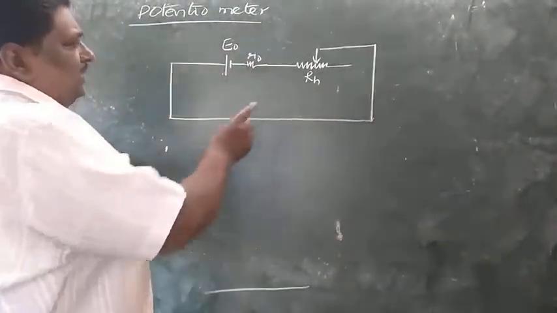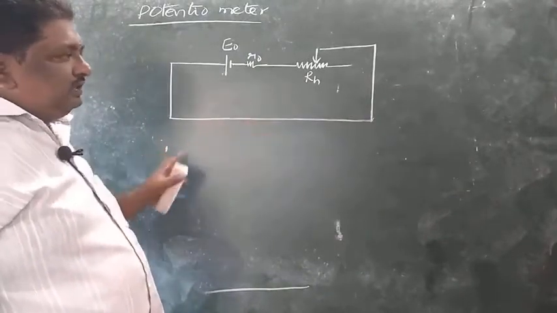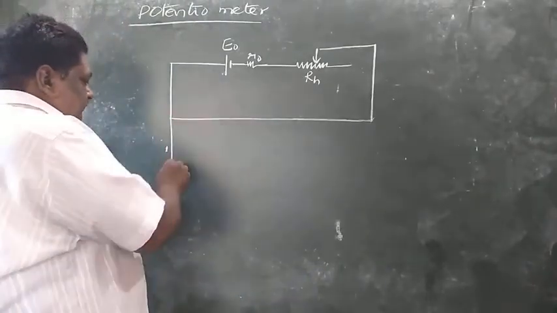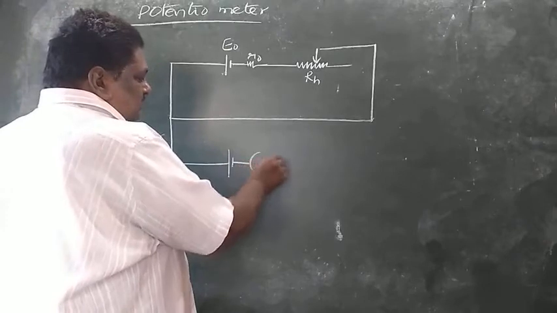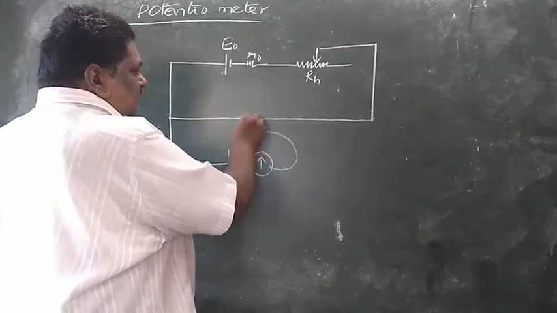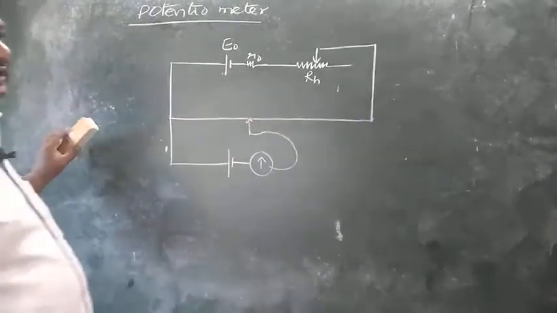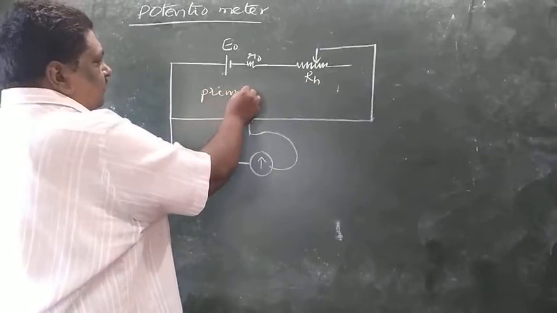Here is nearly 10 meters of wire. It is only a circuit diagram; actually it is arranged in 10 segments. Next, here is one secondary circuit, to which one sensitive galvanometer and one jockey are connected in series. This is the circuit. Here it is called the primary circuit.